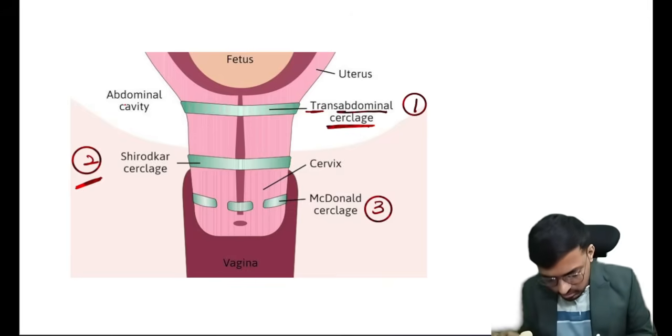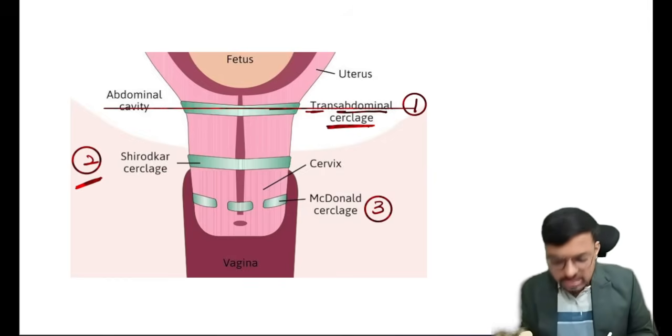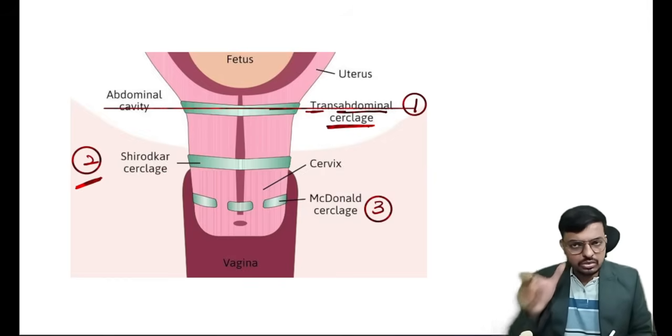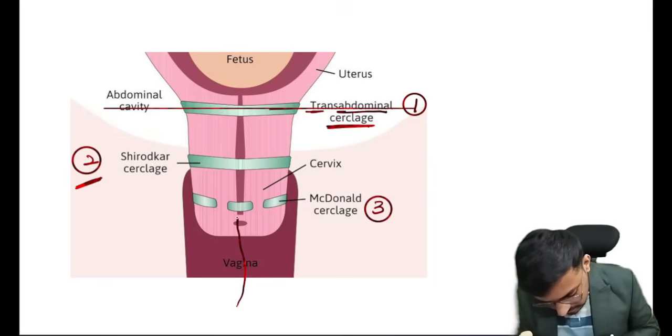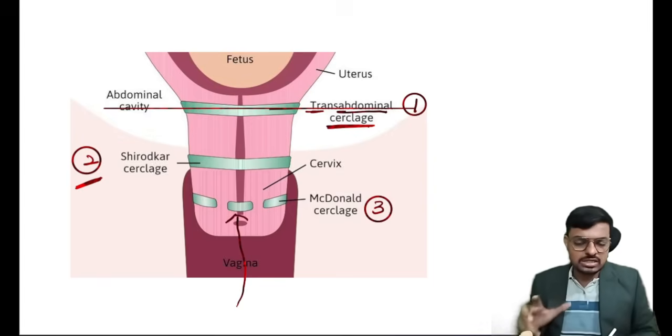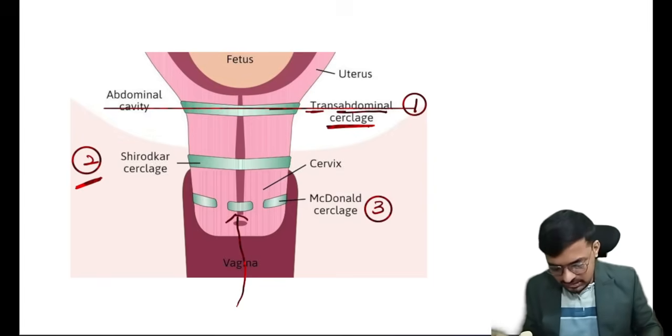Here I told you we took the incision through the abdomen, and in this Shirodkar surgery, we will apply the suture to the lower portion of the cervix by entering through the vagina. So this is the transvaginal approach. We apply the suture to the lower portion of the cervix. This is the Shirodkar surgery.